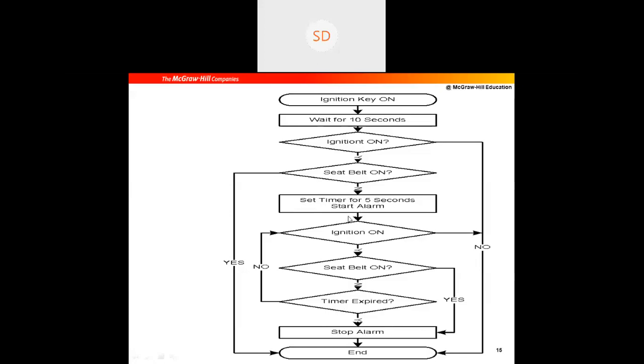So the next step is check whether ignition is on. If no, then go to end. If yes, check whether the seat belt is on. Okay, this is for the alarm turning off condition. Check whether the seat belt is on. If it is yes, then stop the alarm and then go to end.